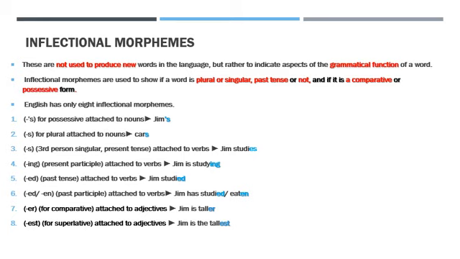So what is the difference between ER and more for comparative, EST and most for superlative? The difference is that ER and EST are called inflectional morphemes, whereas more and most are called free morphemes. But what kind of free morphemes? They are called functional free morphemes. Why? Because we are not going to add any prefix or suffix to these two words.